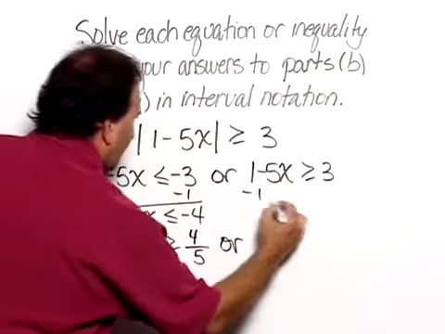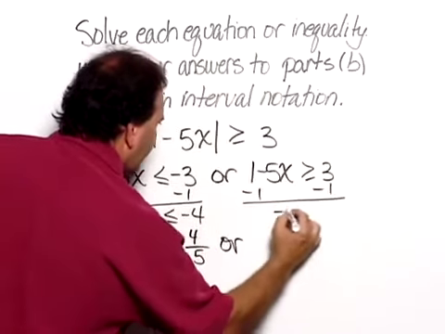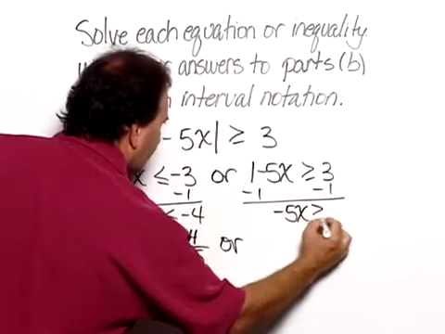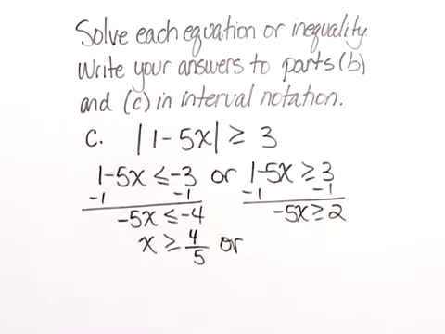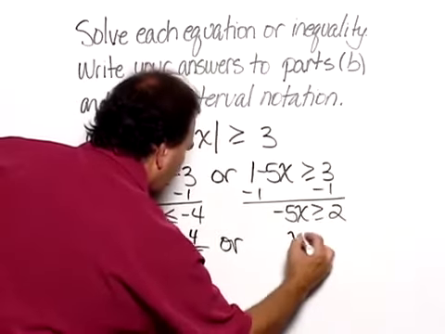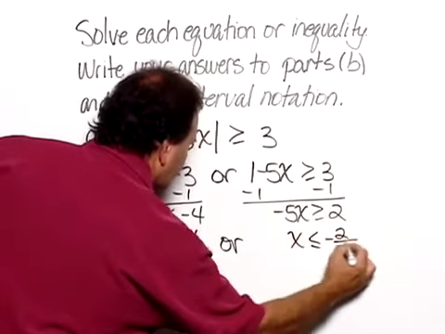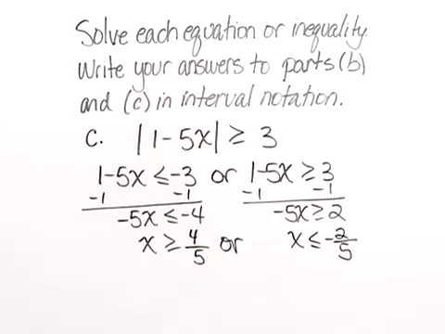Here we subtract 1 from each side, and we get negative 5x is greater than or equal to 2. Once again, divide both sides by negative 5 and reverse the direction of the symbol. So that yields x is less than or equal to negative 2/5.